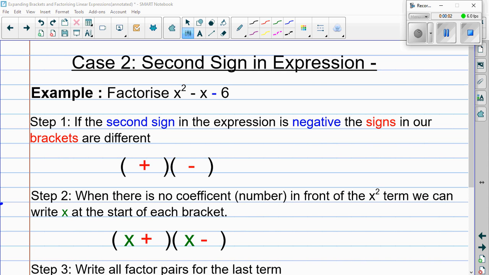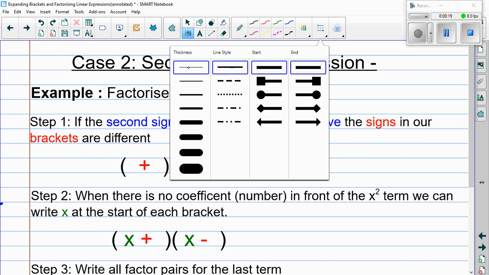Welcome back, and today we're going to work on quadratics, factorizing them again. This is case 2, where the second sign in our expression is negative. So that's where in our example below we have a minus 6. So let's get into our example. We're factorizing x squared minus x minus 6.